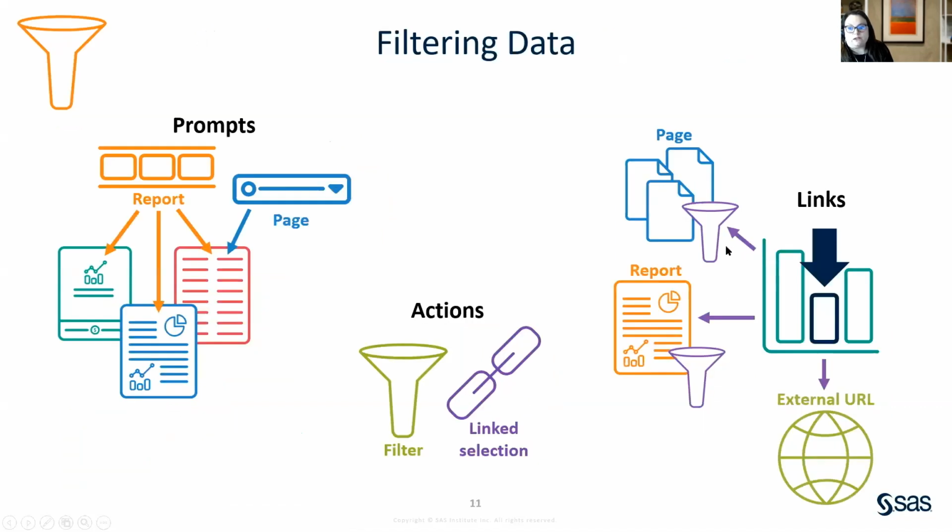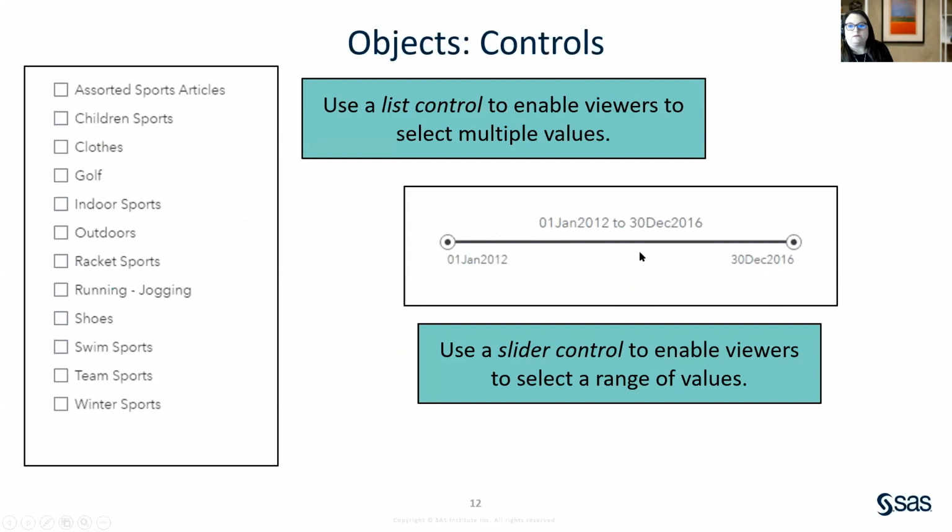We can also filter data from the viewer's perspective, meaning I can set this up so that my viewer can make selections at the report level, at the page level. We can set up interactions between objects so they could filter them. We can set up links so that one page opens another page, or a selection will take you to a URL. So you've got lots of different interactive options.